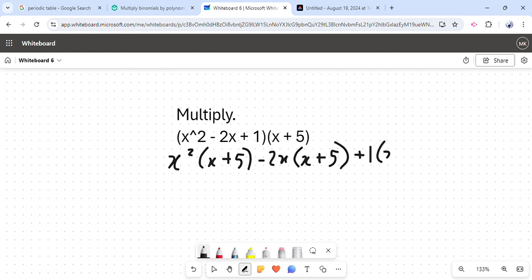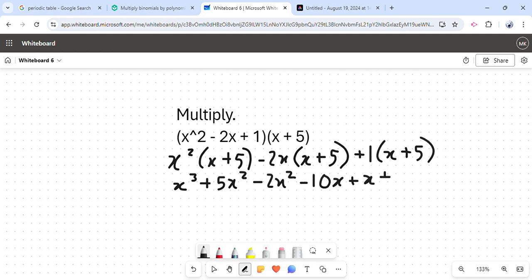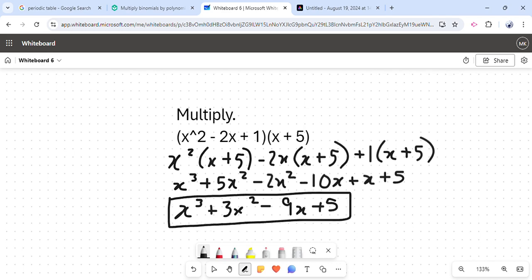plus 1 times x plus 5, and you can multiply it out, which gives you x to the power of 3 plus 5x squared minus 2x squared minus 10x plus x plus 5, and then you can simplify to get x to the power of 3 plus 3x squared minus 9x plus 5 as your final answer. Let's move on to the next problem.